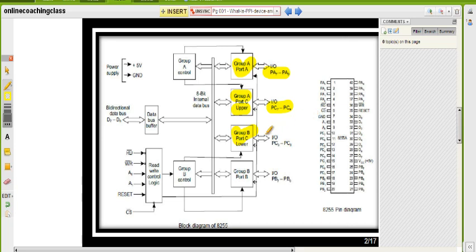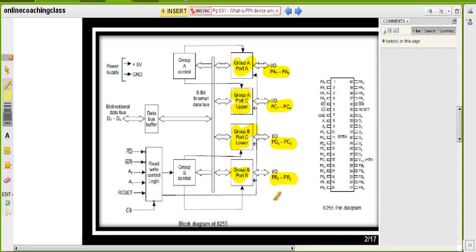And you can also find the next block, group B port C lower. That means PC0 to PC3. So here we can subdivide port C into 2 parts. The lower 4 bits we call lower port C, and the higher bits, PC4 to PC7, we call upper port C. Port B is the same as port A, it is 8 bits, and we cannot subdivide port B and port A like we can port C. So port B is B0 to B7.